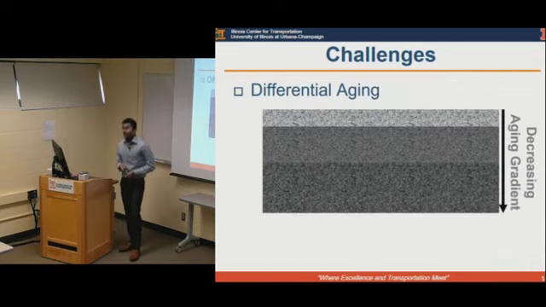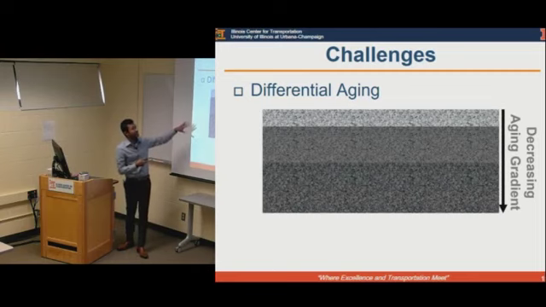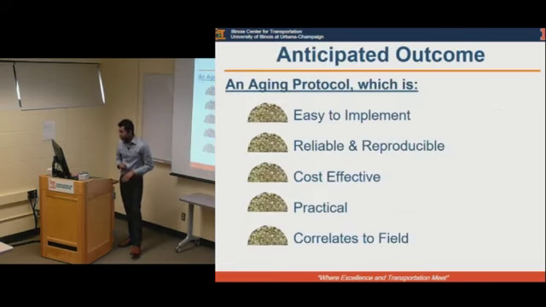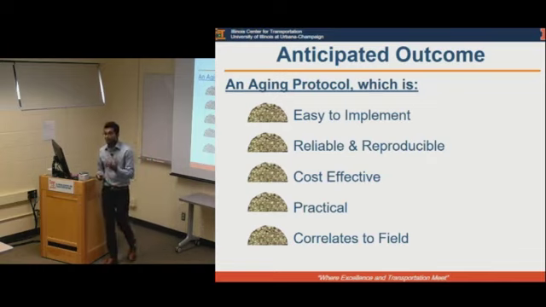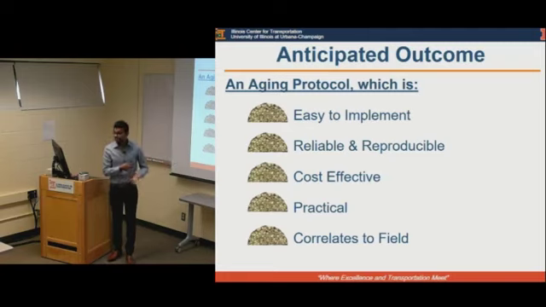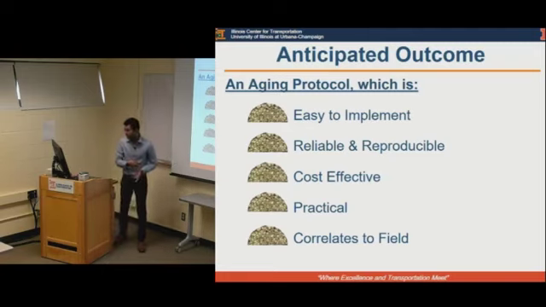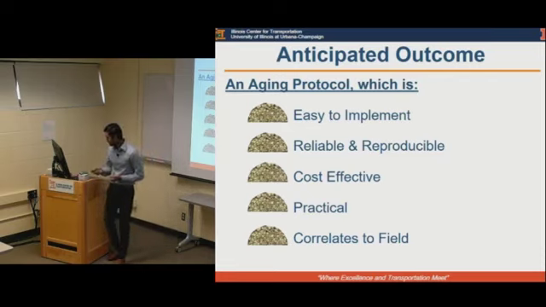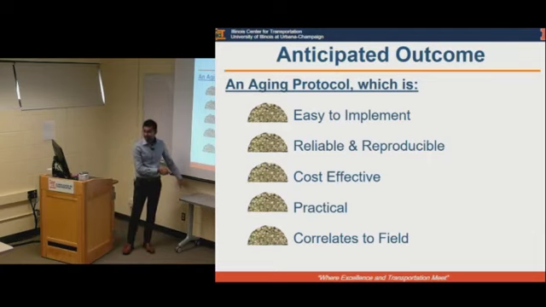Apart from that, within the asphalt structure, you have differential aging, which needs to be addressed. The surface is exposed to all those natural phenomena more than the lower layers, and that's where this aging gradient comes into the picture. So we look for a protocol which can answer all those problems and yet be easy to implement, reliable, and give reproducible results. It should be cost effective so that it can be adopted easily, practical enough, and last but not least, should correlate to the field and all those variable phenomena.